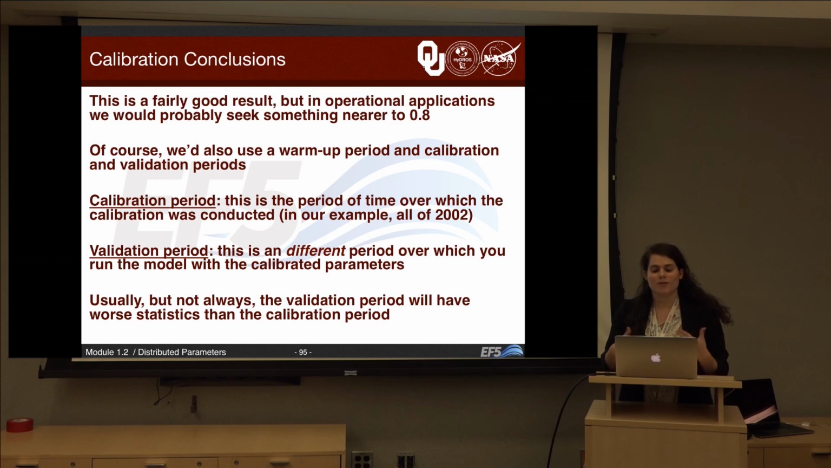But then we would want to do a validation period. So this is a different period over which you run the model with the calibrated parameters. So we're saying that we had a pretty good Nash value for 2014 to 2016. What if we ran it from 2014 to 2018? How good would our Nash still be? Usually, but not always, the validation period will have worse statistics than the calibration period.